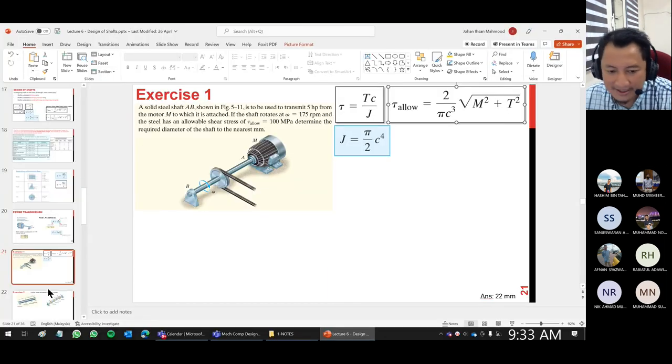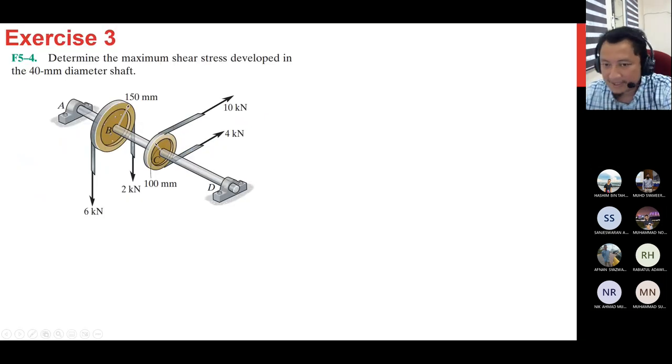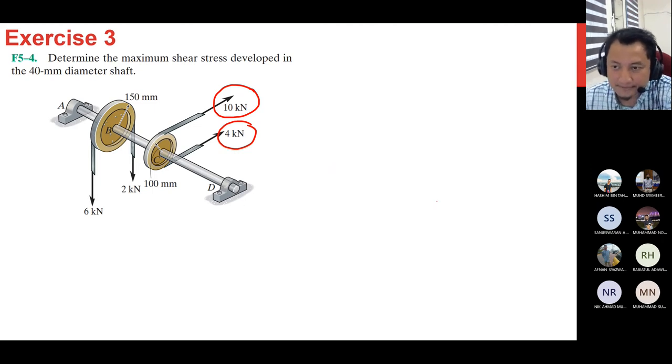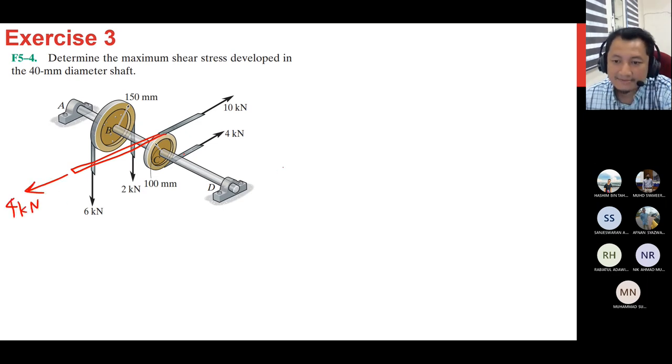Sekejap saya cari beberapa soalan yang ada. Macam ni. Sometimes you're going to see something like this. Dia akan ada pulley yang ada force, dan ini 4 kilonewton. So, berapakah torque kat sini? Ini 10. Kenapa 4 ni arah macam ni? Kalau hampa tak percaya arah ni kan, ini adalah belt kan. Belt ni dia boleh duduk belakang ni lah. So, 4 kilonewton tu macam tu sebenarnya.